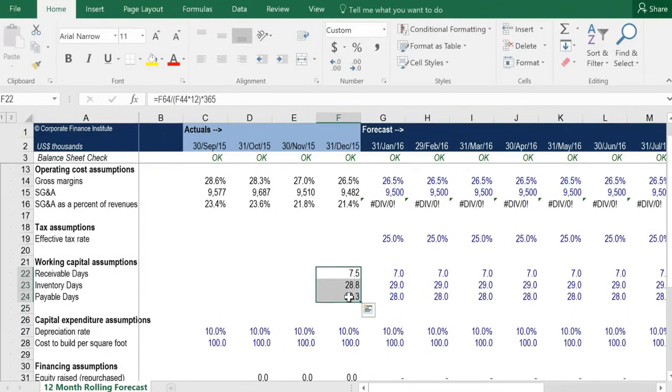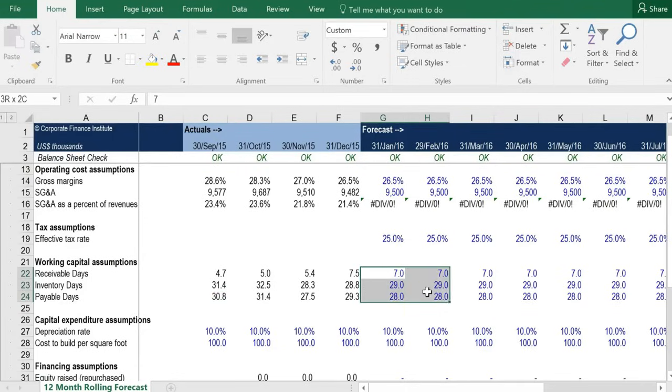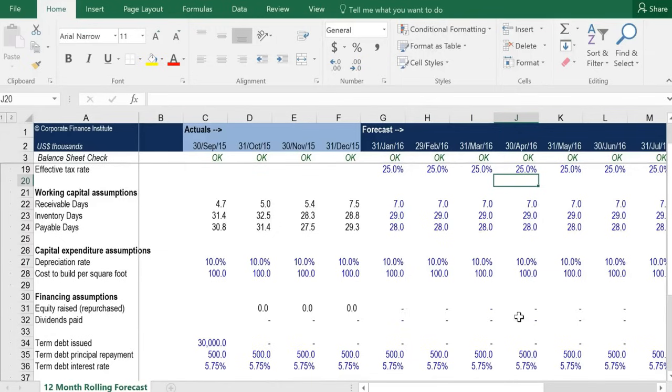So with these in place, I can copy these using Control C, select the area to the left, and press Control V to paste them. So I now see that based on these historical days for receiving payment, turning inventory, and paying bills, I have realistic assumptions going forward about what this business is going to do. Feel free to tweak any of these blue cells as you build your own model.